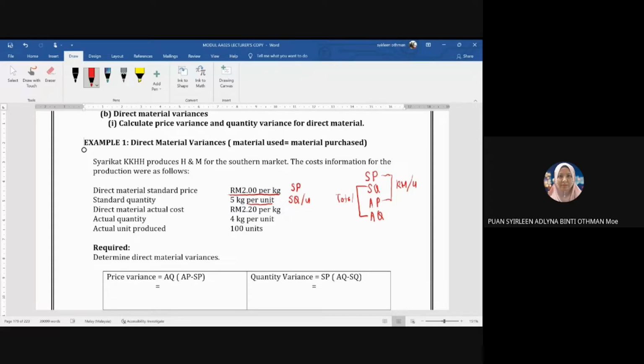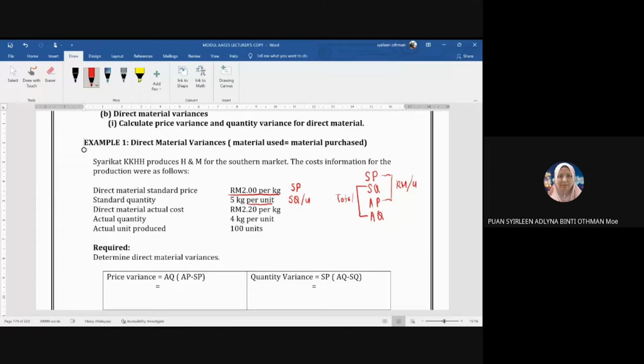SQ that means it's in total. Saya kena cari dulu berapa SQ. So I need to find my SQ per unit. Saya kena darab dengan actual quantity produced, baru saya boleh dapat SQ. Okay, so SQ dengan AQ ni dia mestilah dalam bentuk total.